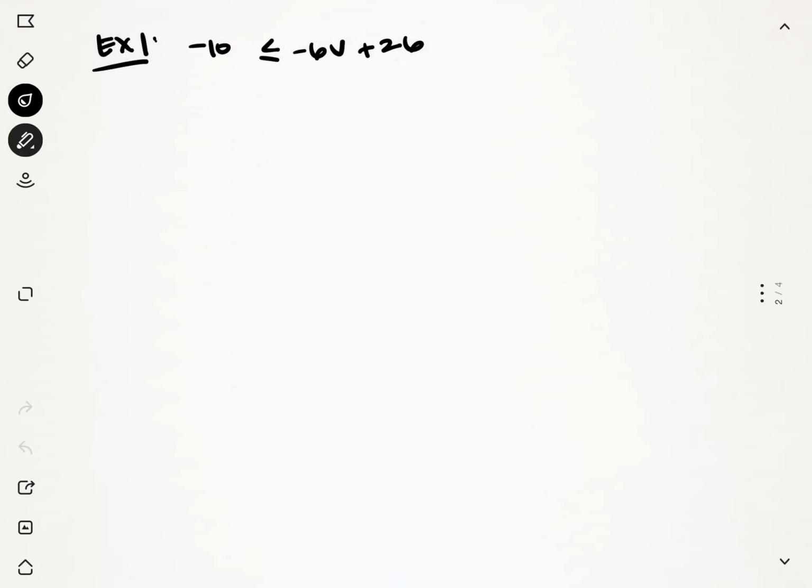So first example, we have negative 10 is less than or equal to negative 6v plus 26. Like we did the last time, we're looking for anything that we can simplify. And in this case, there's nothing we can simplify. There's no like terms, there's no fractions, there's no distributive property. We can't combine anything, so we're just going to leave it as it is, and we're just going to jump straight into the solving part.